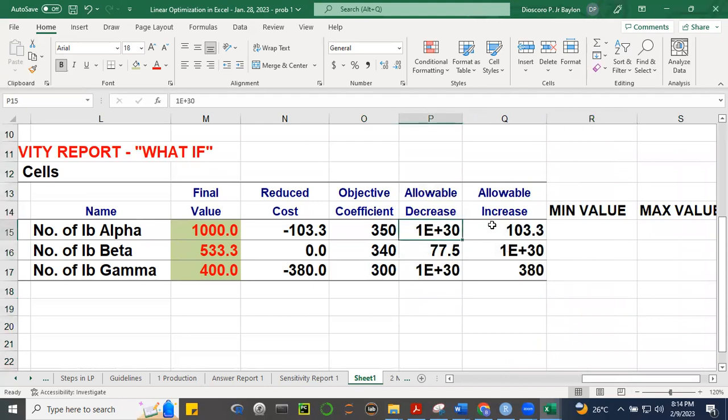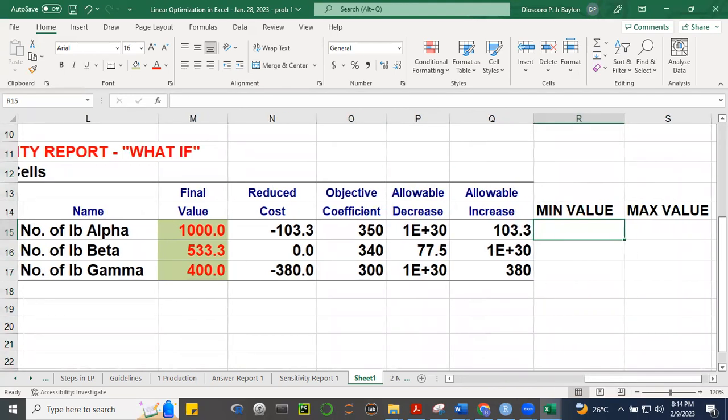Allowable decrease, allowable increase. So that, okay, mas kita natin yung mas madali natin yung equation. So this is equal to, ang minimum value as far as alpha is concerned, is the existing objective coefficient, and then i-minus natin si allowable decrease. Okay? Now, ano ibig sabihin nito?